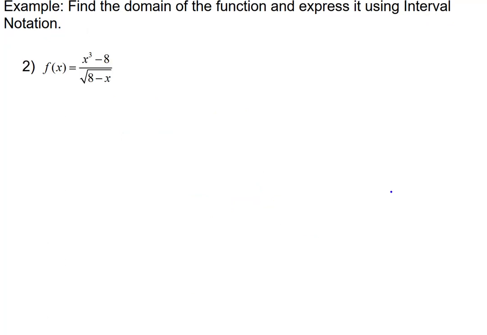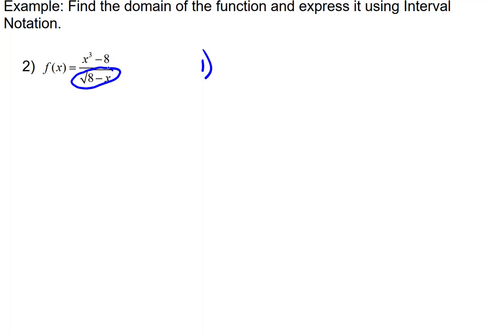Let's consider another example where we want to find the domain of the function and express it using interval notation. This time our function reads f of x equals, now it's a quotient where the numerator is x cubed minus 8 and the denominator is the square root of 8 minus x. Now let's again consider our two conditions we look to exclude in domain at this point, which is number one, we can't divide by 0. Well, there is some division going on in this function. As you can see, there is a denominator, and that cannot be 0.